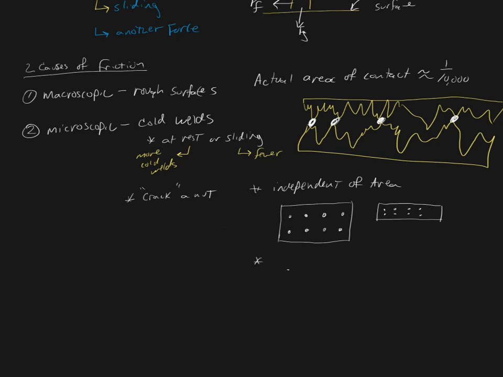The second property that we want to mention is that it's independent of speed. So how fast it's sliding has no effect on the size of the friction force. If it's sliding at 1 centimeter per second or if it's sliding at 20 centimeters per second, the amount of friction is going to be the same. Now, it's important that I add to this that this is, of course, within limits.